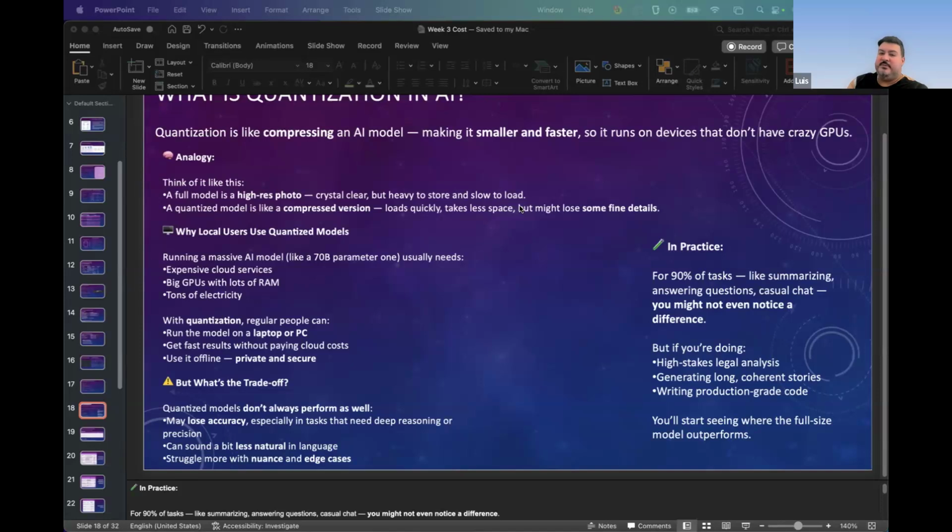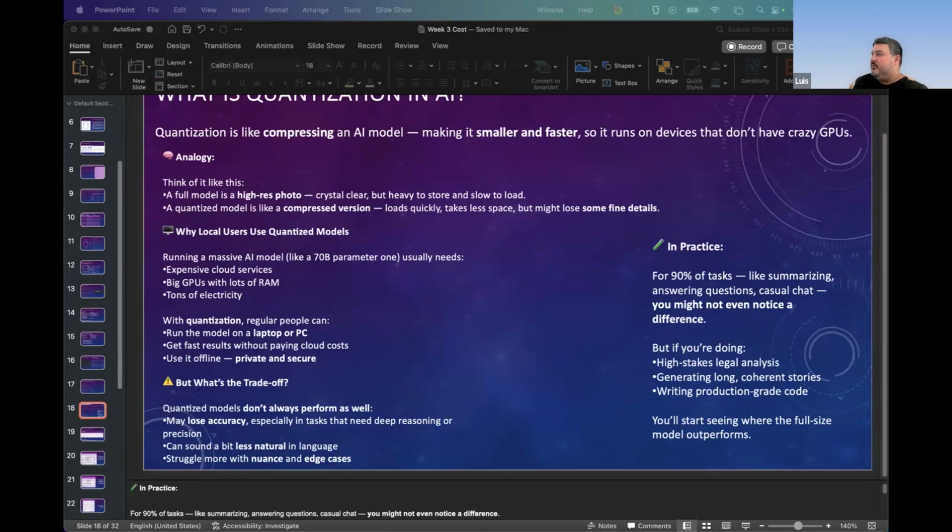So in practice, for 90% of tasks like summarizing, answering questions, casual chat, you might not notice a difference from quantizing a model. Like you'll say, hey, how are you? Hey, how's it going? I'm doing fine, blah, blah, blah. But if you're doing deeper analysis, you want to generate long, coherent stories, you want to write production-grade code, this is where you'll start seeing issues with your model.